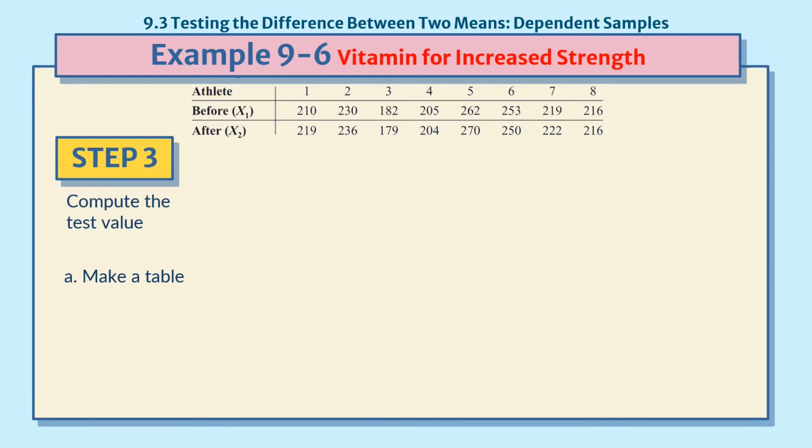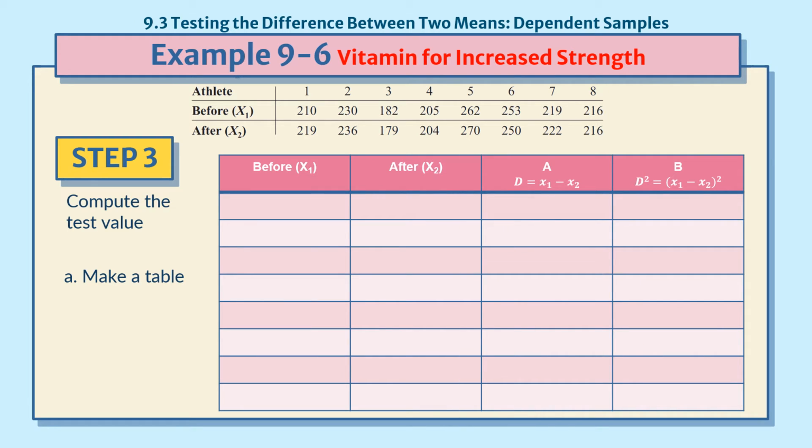So next, step 3, compute the test value. Ito na yung part wherein meron pa siyang another 6 steps. Ito yung mga steps to compute our test value. So step A, make a table. So gagawa tayong table based sa given table natin sa problem. Yung may athlete, before x sub 1, after x sub 2. So this is our table. And then next, ilalagay natin sa table yung before x sub 1 na values and after x sub 2 na values.